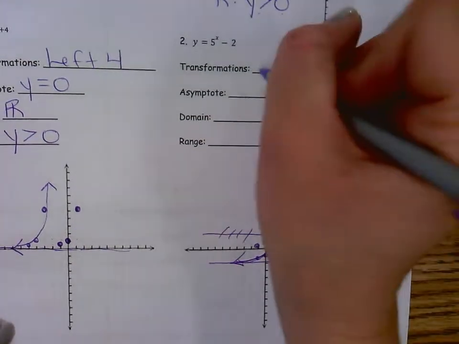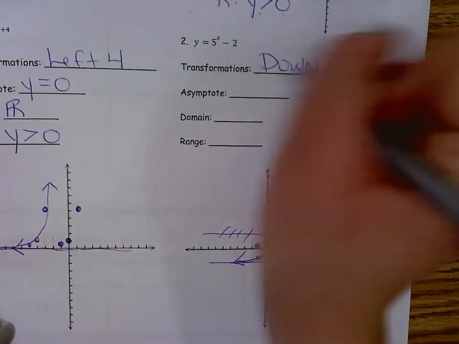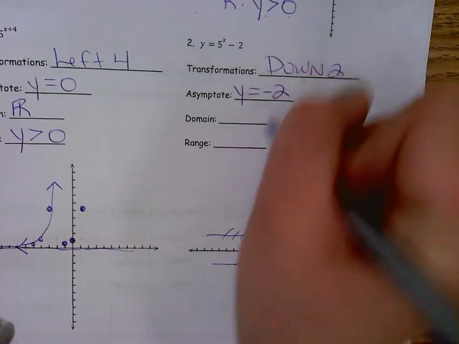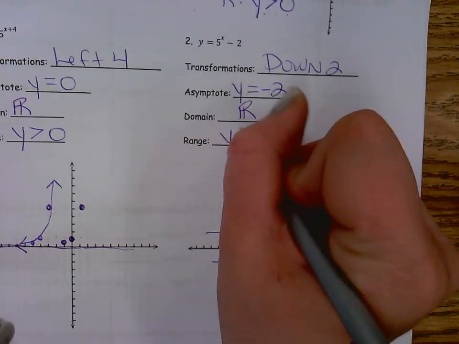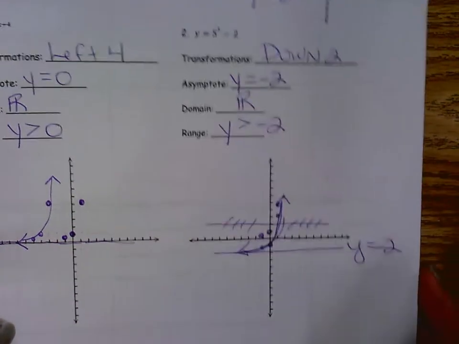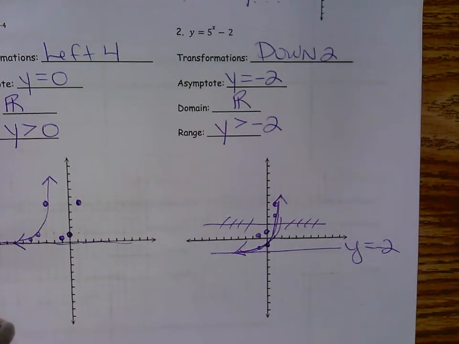This was down to y equals -2. So that keeps the same domain, but the range is y is greater than -2. Should have been what you got. And then go on to the back page.